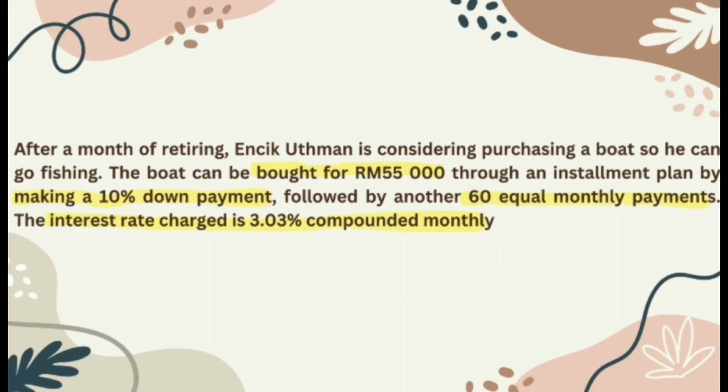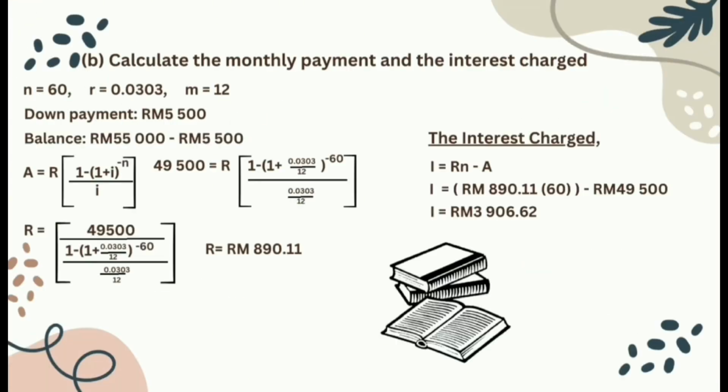After a month of retiring, Encik Uthman is considering purchasing a boat so he can go fishing. The boat can be bought for around 55,000 through an installment plan by making a 10% down payment followed by another 60 equal monthly payments. The interest rate charged is 3.03% compounded monthly. Question B. Calculate the monthly payment and the interest charge.